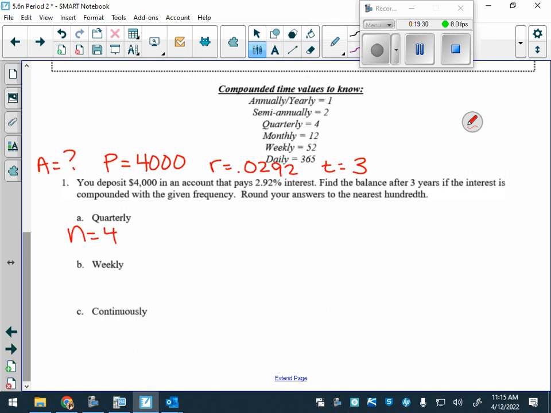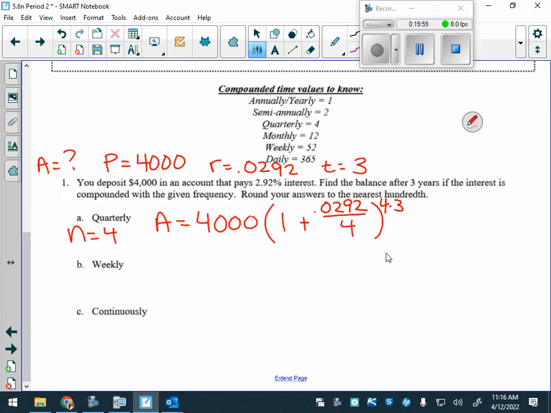Okay. So, using our formula, A equals 4,000 times 1 plus 0.0292 over 4, and 4 times 3. Okay. Since it's a number of times per year, we are using the compound interest formula.